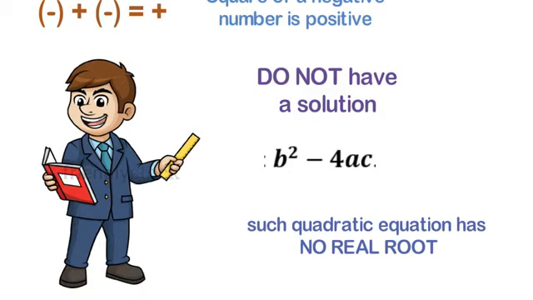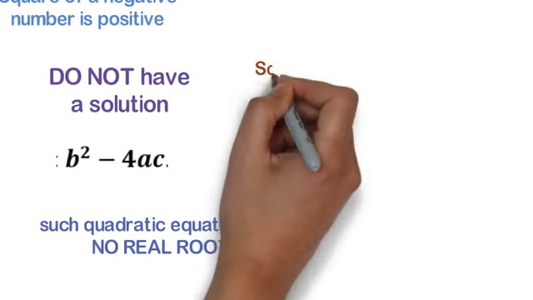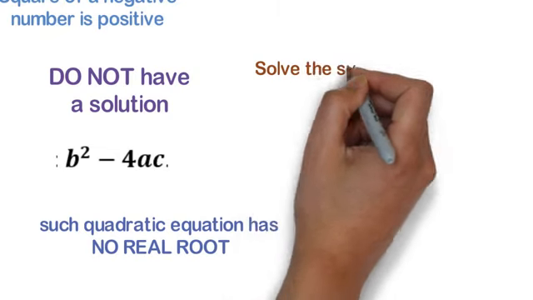Remember what we did when we learned quadratic equations. We investigated the discriminant to see what happens when it is positive, when it is 0, and when it is negative. If such happens in a simultaneous equation, such simultaneous equation has no solution. Let us look at this example.